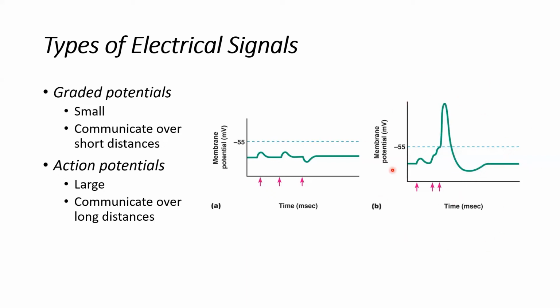Action potentials, on the other hand, are bigger changes in the membrane potential. We go from negative 55 all the way up to positive 30, and then we recover back down to rest. This type of potential has the ability to communicate for long distances and to send more meaningful signals, again, to neurons, to muscle, to other organs in the body. But in order to get to an action potential, we need to first have enough smaller graded potentials that get us to our threshold of negative 55, and then we can result in an action potential.